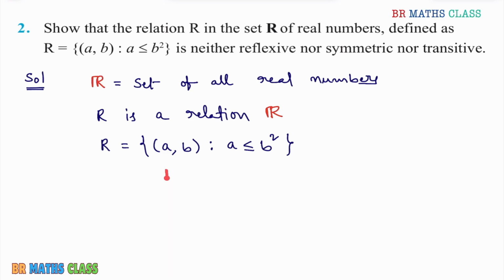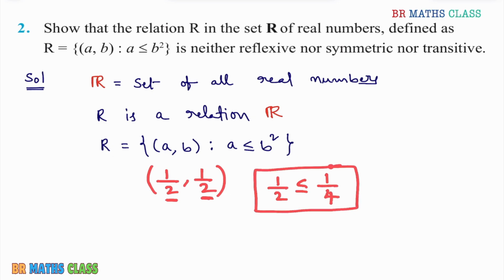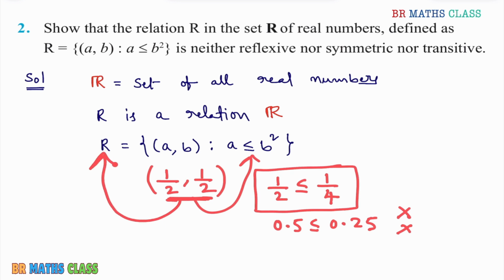Now my question is, does the ordered pair (1/2, 1/2) belong to this relation or not? First point, 1/2 is a real number. Second condition, 1/2 is less than or equal to (1/2) whole square. (1/2) whole square is 1/4. Is it true? 1/2 means 0.5, less than or equal to 1/4 means 0.25. Is 0.5 less than 0.25? No. Is 0.5 equal to 0.25? No. So, this tells you that although 1/2 is a real number, it is not satisfying this condition. So (1/2, 1/2) does not belong to this relation.